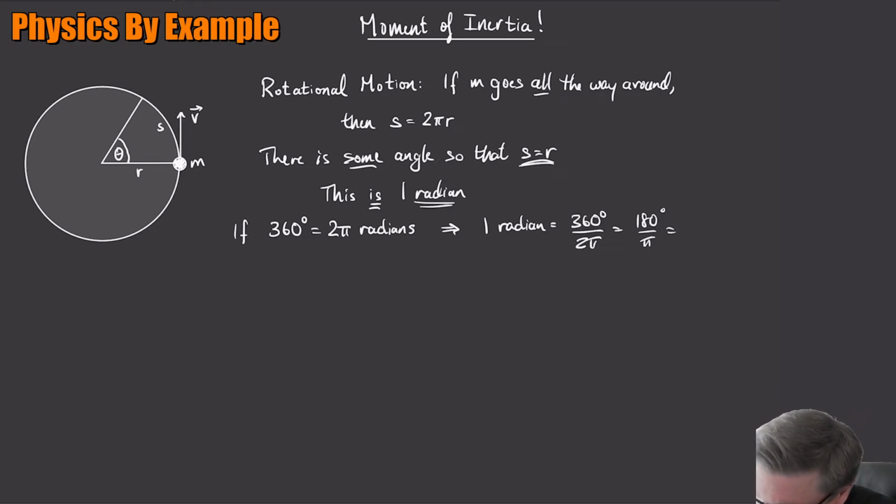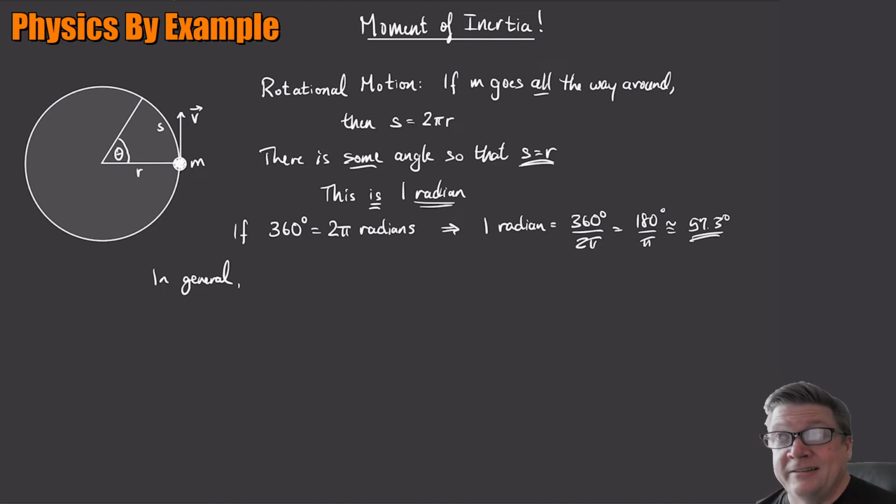If you do that, what you get is something like 57.3 degrees, almost 60 degrees. That's the special angle. That angle means that the arc length s is equal to the radius r. Cool. So that's 1 radian. In general, we said that the arc length was proportional to the angle, and the proportionality constant is just r. So s, the amount of arc length, is just r times theta, with theta in radians, measured that way.